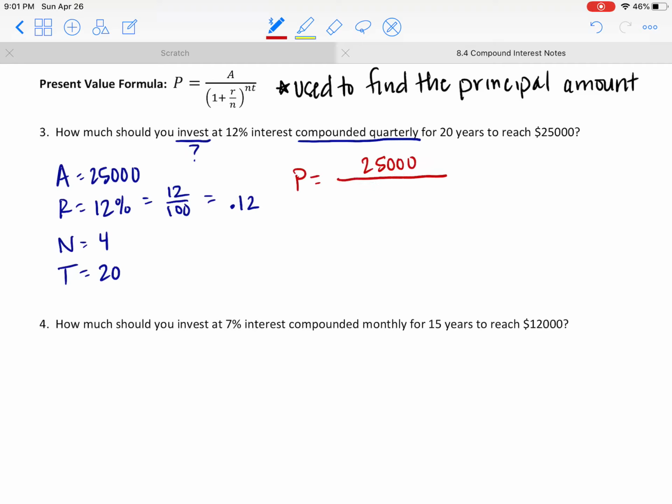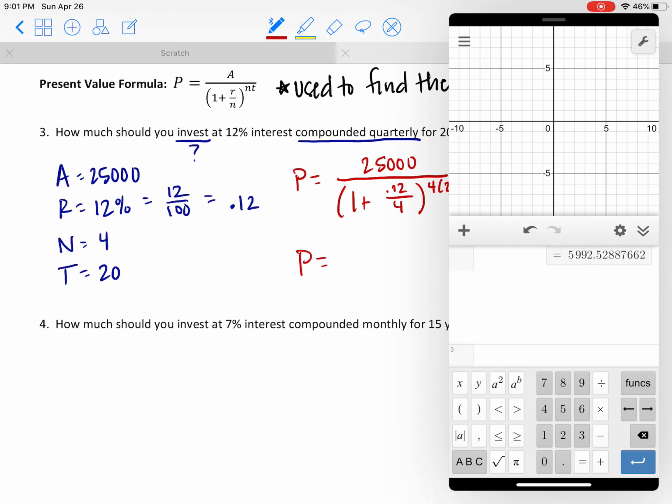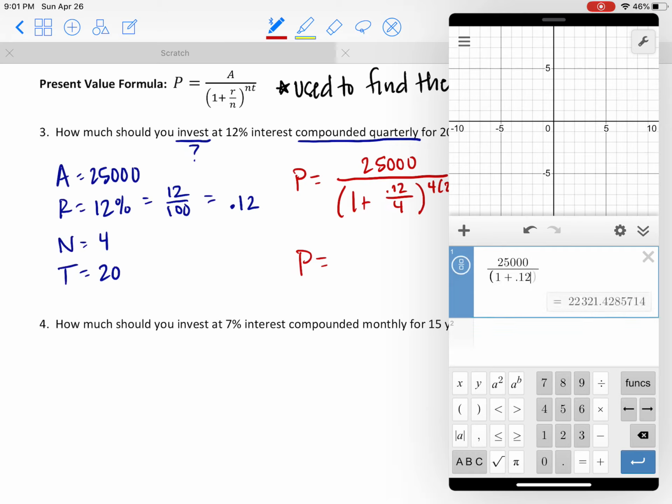How much should you invest? That's the question, that's the principal. So P is going to equal the $25,000 goal divided by 1 plus r over n, so 0.12 over 4, raised to the nt power, so 4 times 20th power. And now, calculator.